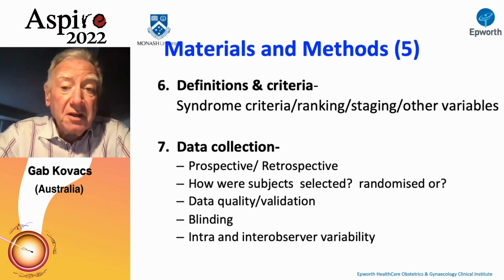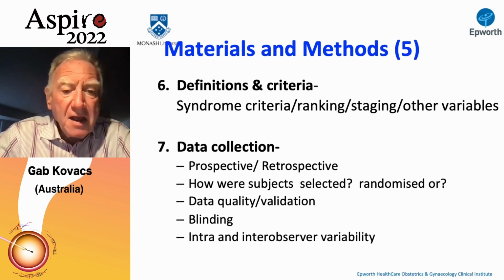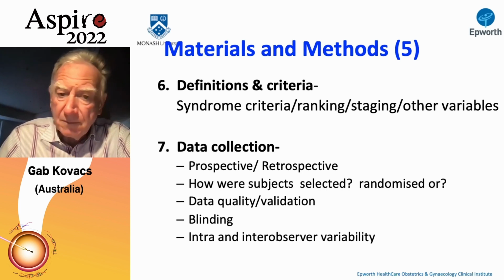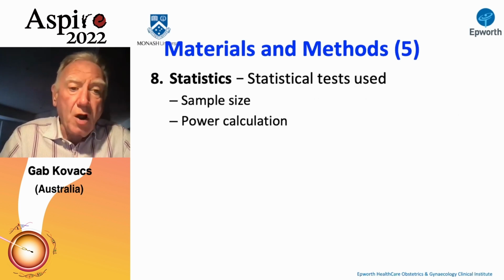The 3rd point is to talk about the criteria and definitions of what we actually looked at. And finally, we go through whether the data collection was retrospective, prospective, how the subjects were selected, whether there was randomization, the data quality, and the validation, whether there's any blinding, and the variability observations. And the final part of materials and methods should be to describe the statistical methods and tests which are used.